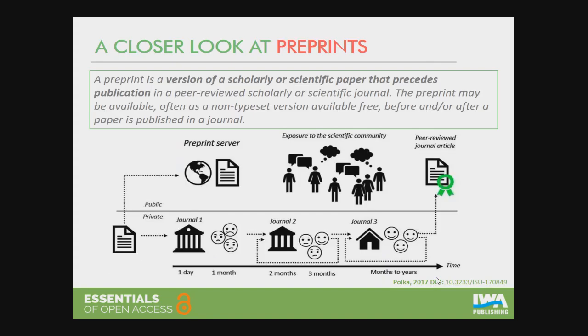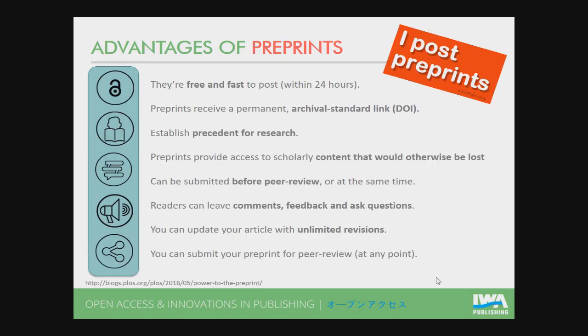So looking a little bit closer at preprints, as I mentioned, this is the version of your paper that you would post on a repository before you submit to a scientific publication. The advantage of these is that they're very fast. They'll go up within 24 hours. They can also receive a DOI, so they are citable. They also establish a precedent. If you post a preprint, that says immediately that you are the one working on that research, so people know. They also provide access to content that might otherwise be lost.